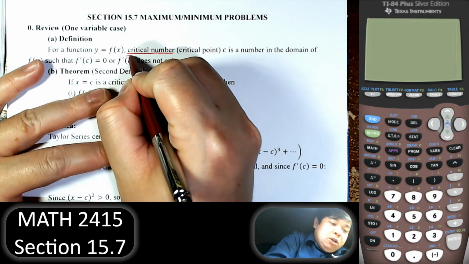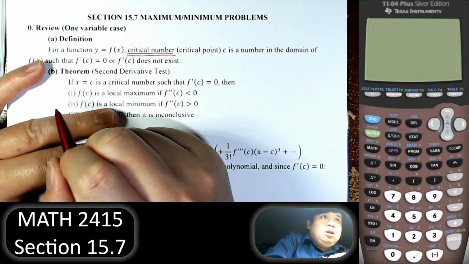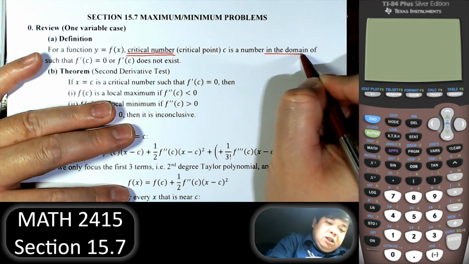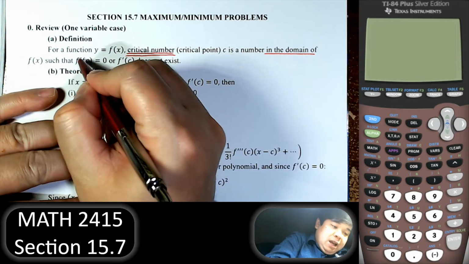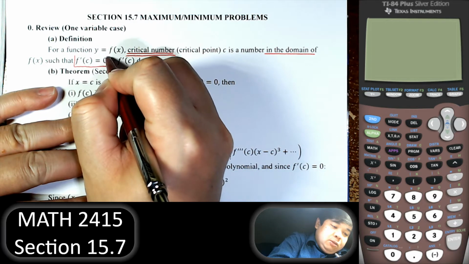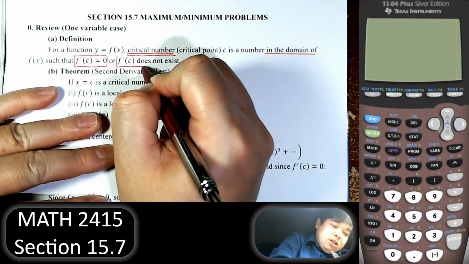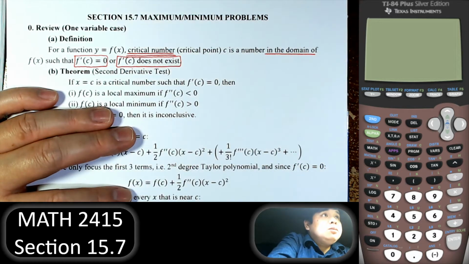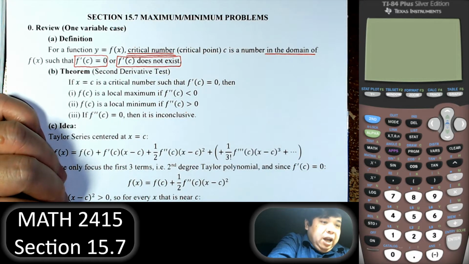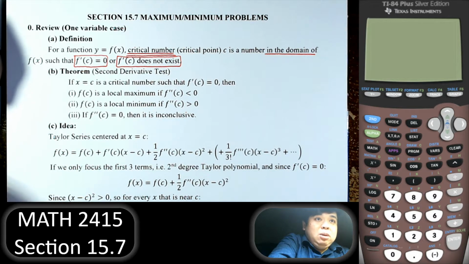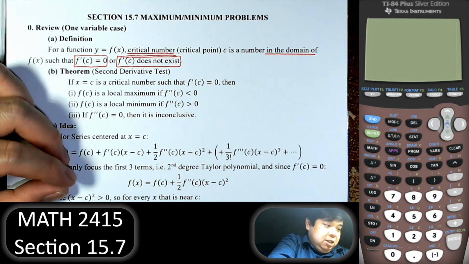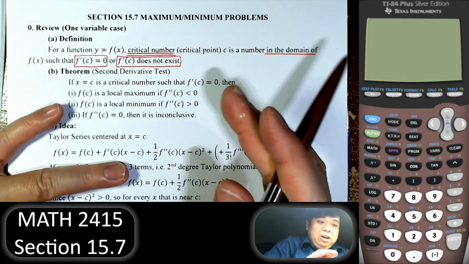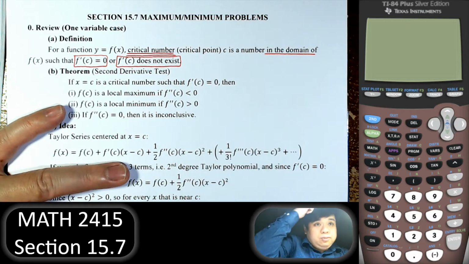So we have critical number. A critical number or critical point is a number in the domain. There are three things. It must be in the domain and the derivative equal to 0, or the derivative does not exist. Right, so that is a critical number. And the critical number could be a maximum, could be a minimum, or could be just a point. Right? And we have the first derivative test using the sign chart.